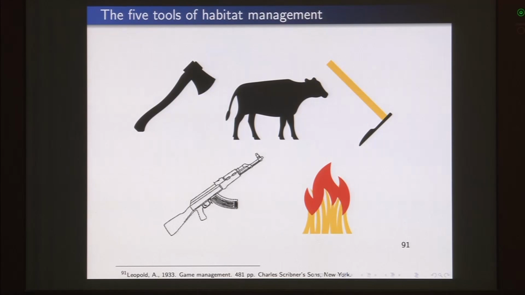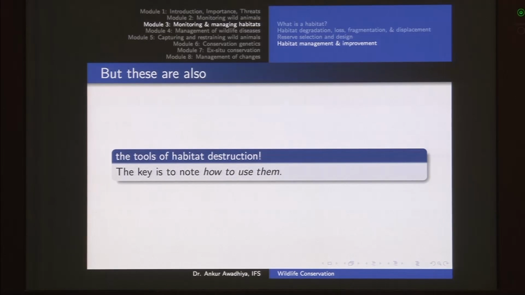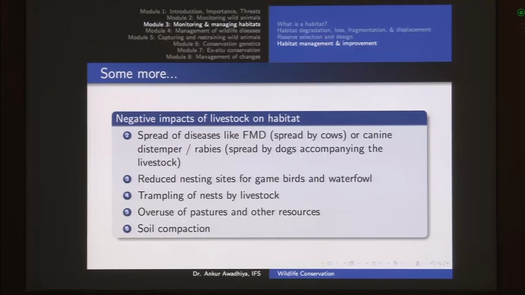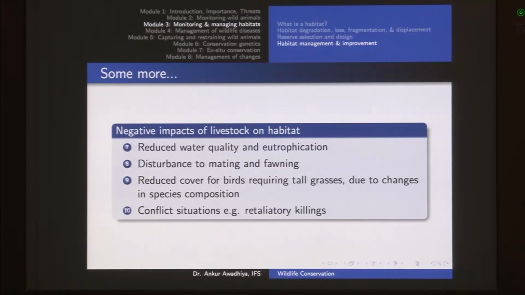So there are 5 tools of habitat management as told by Aldo Leopold. You have axe, you have cattle or cow, you have the plow, you have the gun and you have the fire. These are 5 tools of habitat management, but then these are also tools of habitat destruction. So you need to know how to use them properly. For instance, in the case of livestock, we looked at a number of negative impacts on habitat, like competition, spread of diseases, reduced nesting site, trampling, overuse of pastures, soil compaction, reduced water quality, disturbance to mating and fawning, reduced cover for birds and conflict situations.